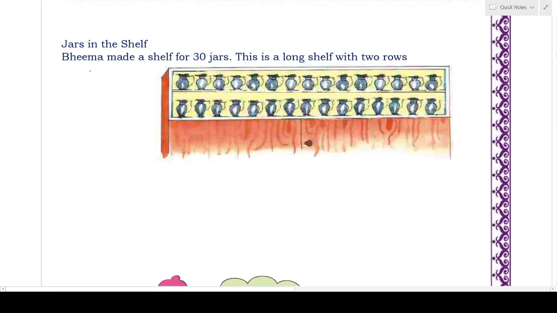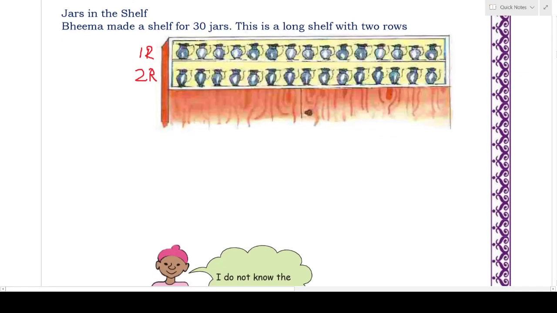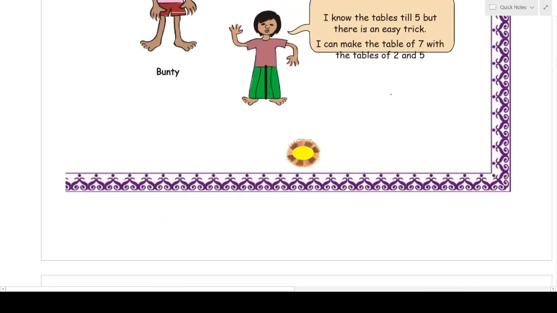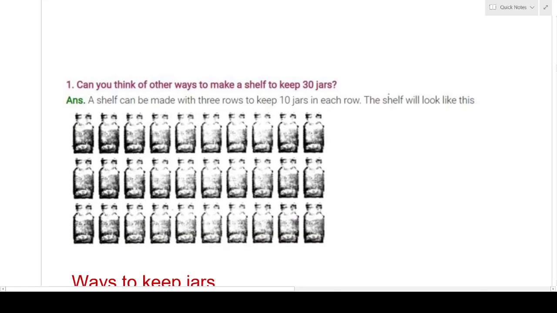Now, jars in the shelf. Bhima made a shelf for 30 jars. This is a long shelf with 2 rows. So here how many rows are present? This one is your one row, and second this one. So here we have 2 rows, and in 2 rows we have 30 jars. Here I have solved the same question.